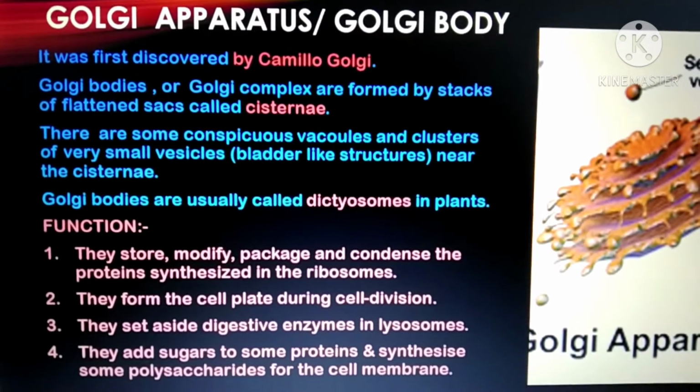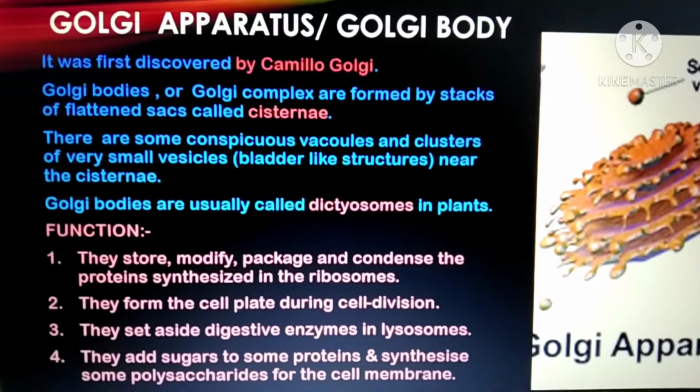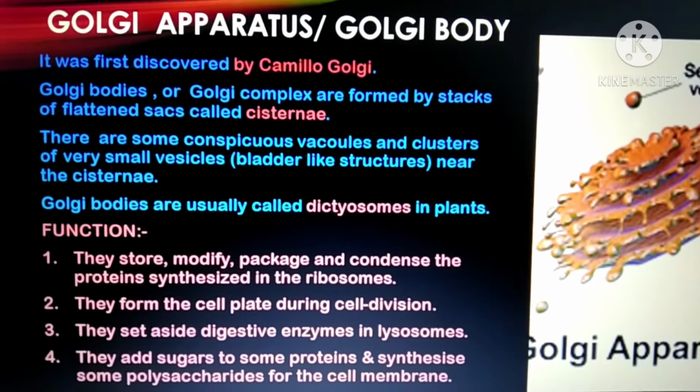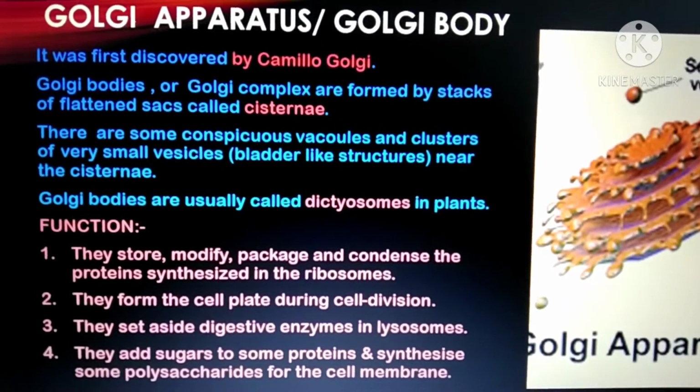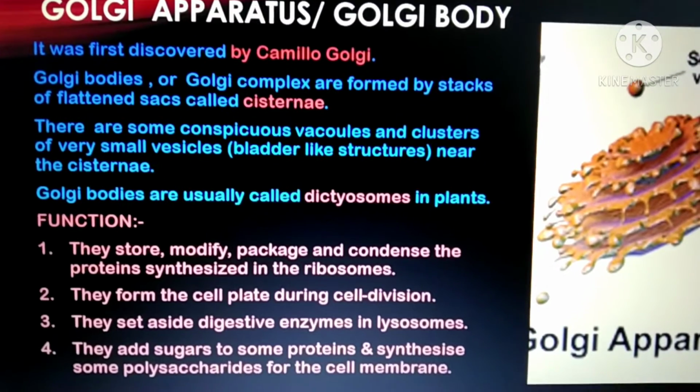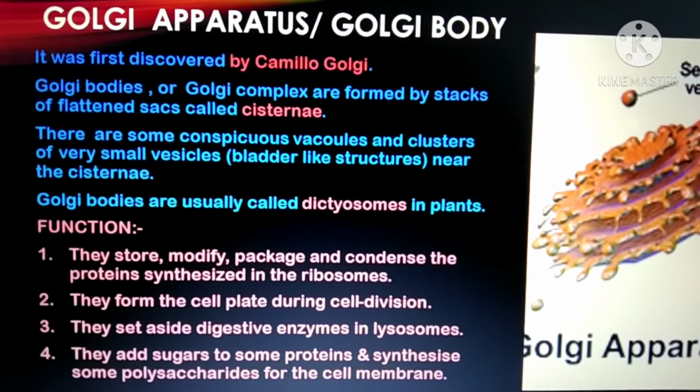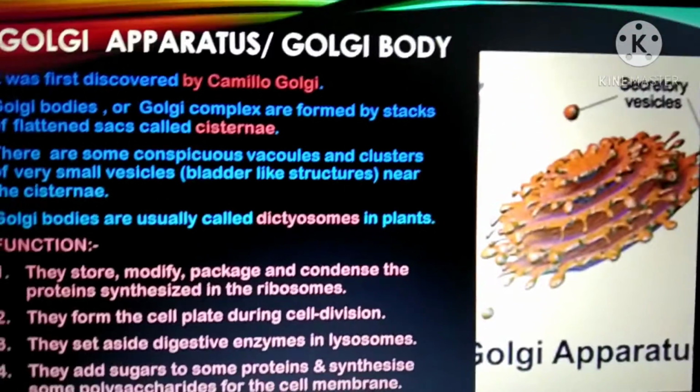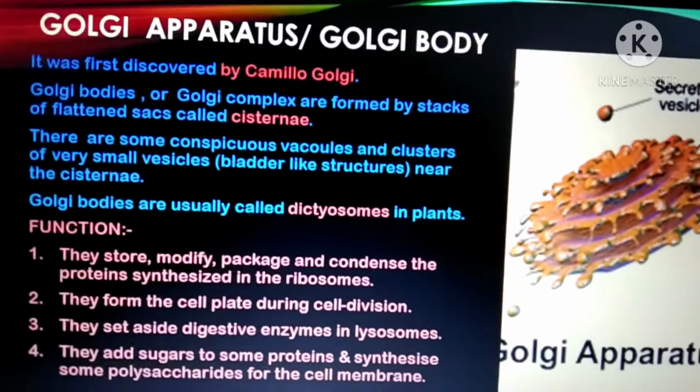They form the cell plate during cell division. Especially, they have a very vital role in the cell division of plant cells. They set aside digestive enzymes in lysosomes. They add sugar to some proteins and synthesize some polysaccharides for the cell membrane. And these are the vesicles, secretory vesicles.